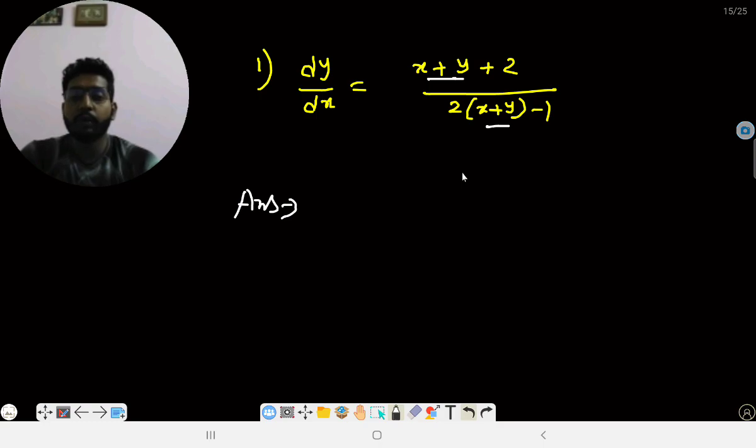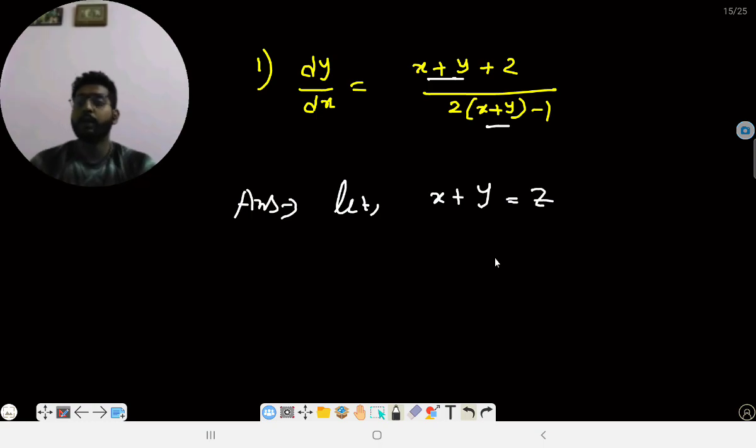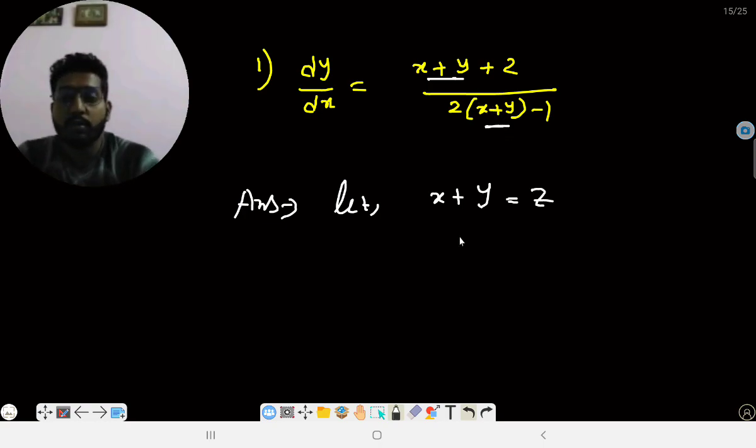If one term is repeating many times, just take that term as something else. Suppose here x plus y, I'm letting it be z. Whenever you see one term many times, take it as z or any other variable. That means we are using substitution. Here I am using substitution because I can see x plus y here, and x plus y here also, the same term. That's why I'm taking x plus y equals z.